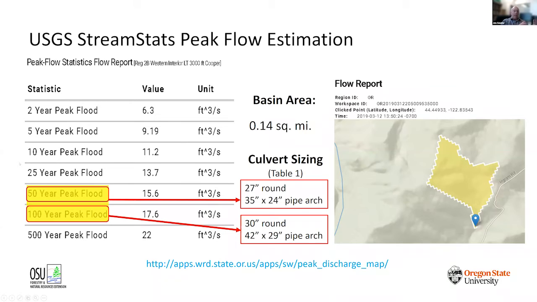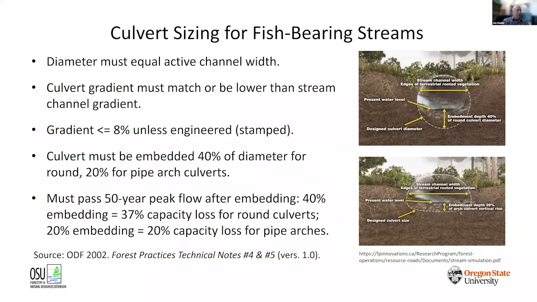So these pipes and this pipe sizing process here are really for non-fish bearing streams. Once you get into a fish bearing stream, the calculations are different, and the procedure is changing literally as we speak, probably. So the first thing to know is that in a fish bearing stream, the diameter of the culvert must equal the active channel width. And you can get a pretty good idea of the active channel width by just looking at where the vegetation changes, or where it goes from no vegetation to vegetation along the stream bank.